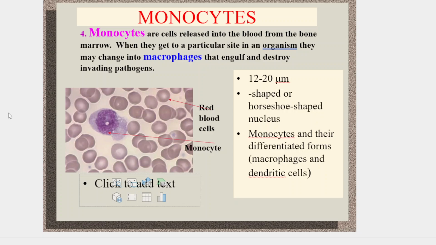Monocytes and their differentiated forms, such as macrophages and dendritic cells, perform a wide range of crucial functions in the immune system. Their ability to differentiate into macrophages and dendritic cells equips them with a diverse function essential for host defense, tissue homeostasis, and immune regulation. The next type of cell is the macrophages.